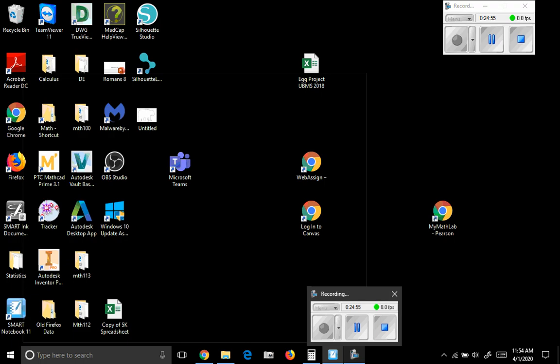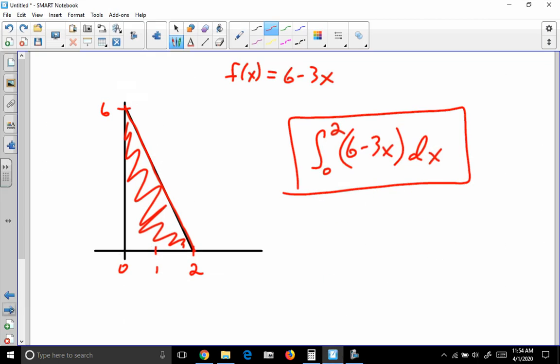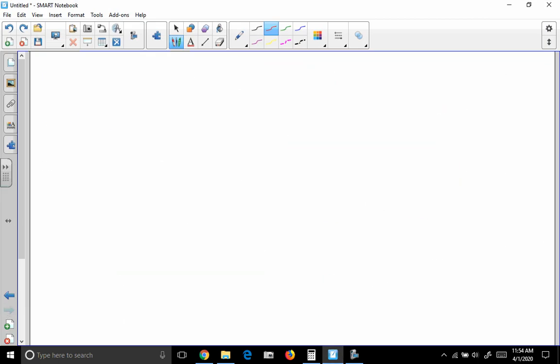So let's see if there are any other specific ones. There's one or two problems where they give us a function and they want us to sketch it and then just use geometry to find the area. It's probably going to be something like a rectangle or a triangle.